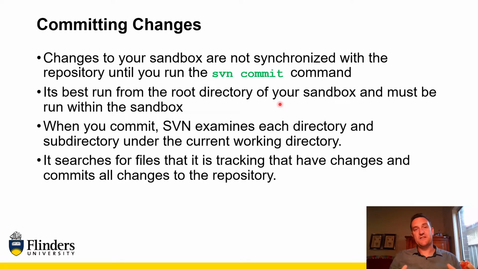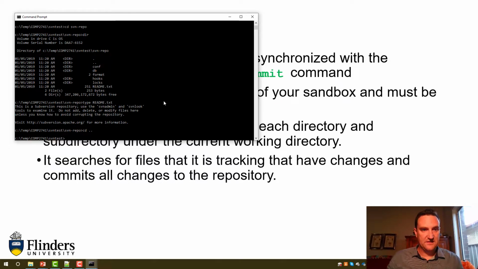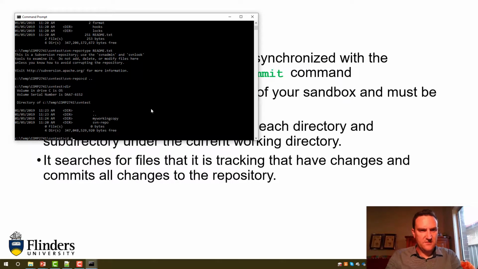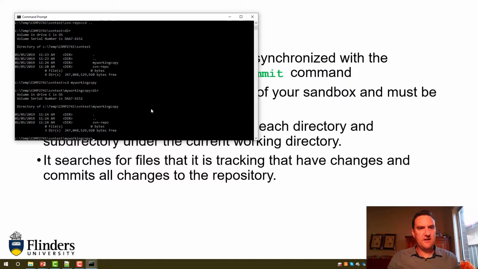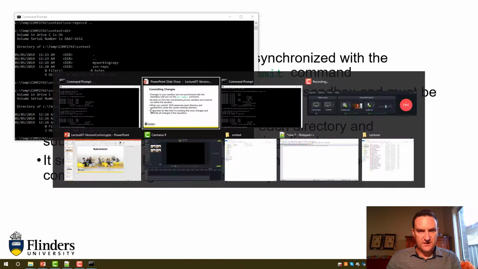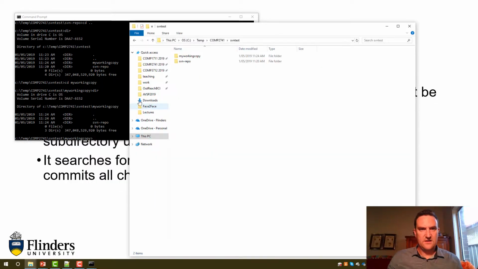So once we've made our changes, we issue an SVN commit, and it will commit it to the repository. And that's where the cool stuff happens, right? So we commit it and we get our code shared out to everybody. So let's have a look at this. Go into my working copy, and currently I don't have any files in here. So what I'll do is jump over here.